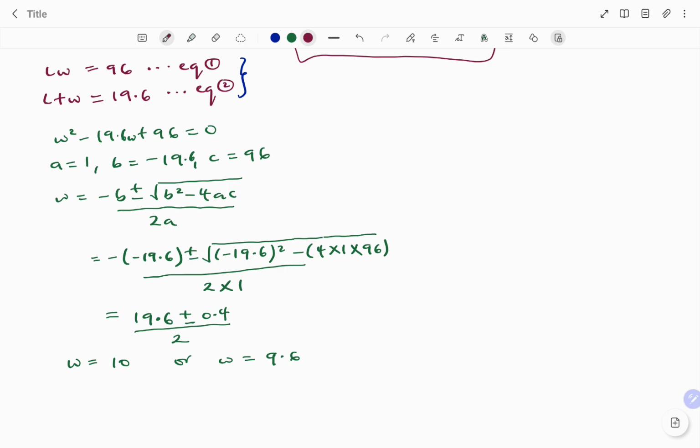So if our width is 10 meters, I'm going to put that in meters because that's the SI unit. Then our length is equal to, remember, we've already stated that the length plus width equals 19.6. So we have length equals 19.6 minus 10 meters. Therefore, the length when the width is 10 will be 9.6 meters. And the length when the width is 9.6, we have 19.6 minus 9.6. Therefore, the length when the width is 9.6 is 10 meters.